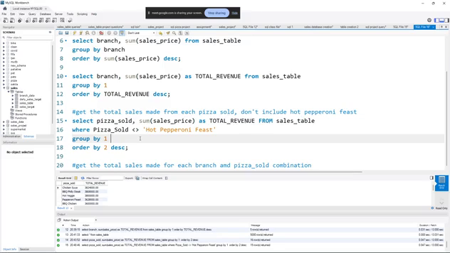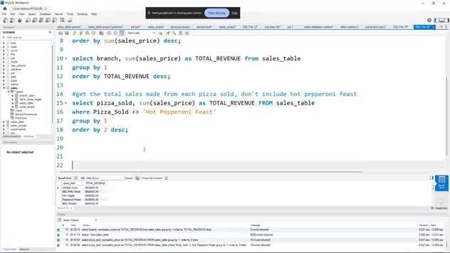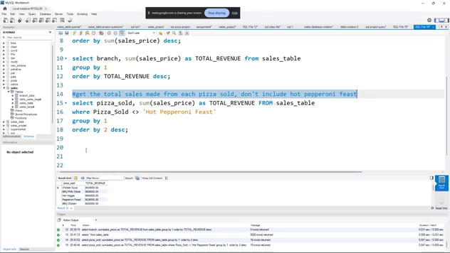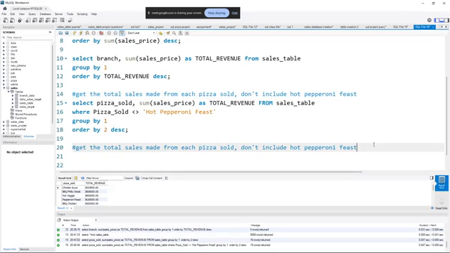So now, there are conditions, and I'm going there. I'm still using this same thing. Now I want to tweak this. Now I want to say, and that total revenue. Okay, now I'm not saying don't include hot pepperoni fees.